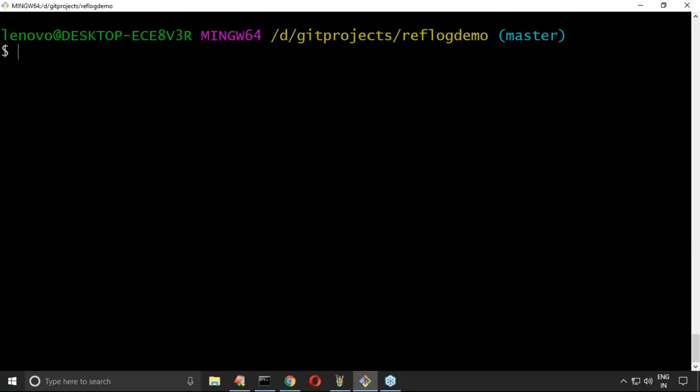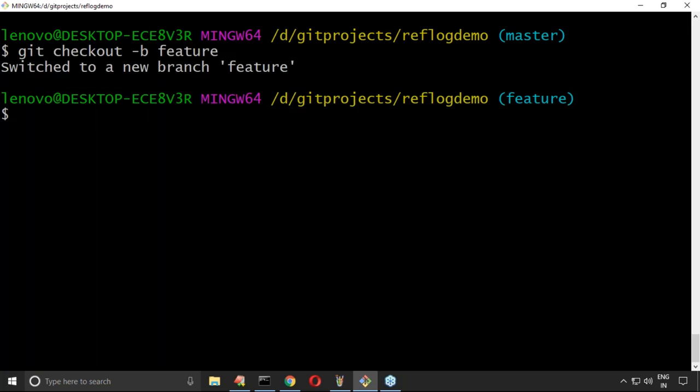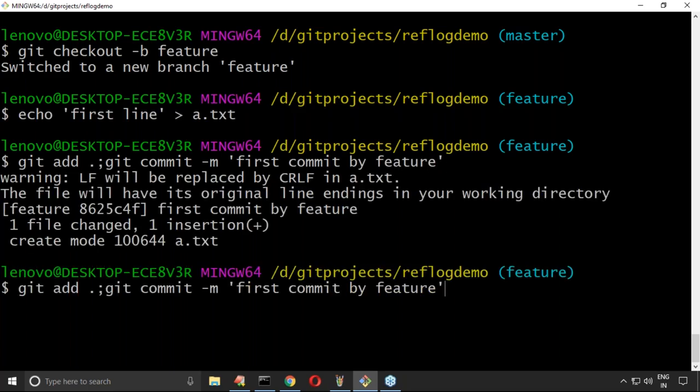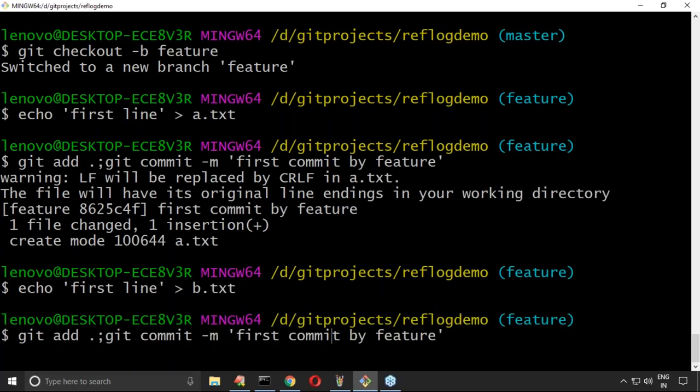Now assume that let me create another branch. Git checkout hyphen b feature branch, like I'm trying to create. Okay, switched to it. Here let me do at least one or two commits. First line inside a.txt. Git add dot, git commit, first commit by feature branch, like I did. Now let me take b.txt. Here also second commit by feature branch, like I'm trying to take.